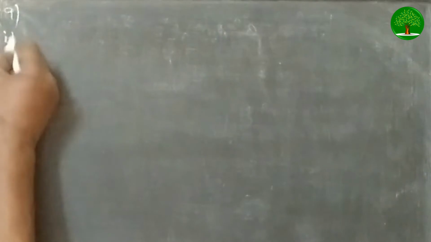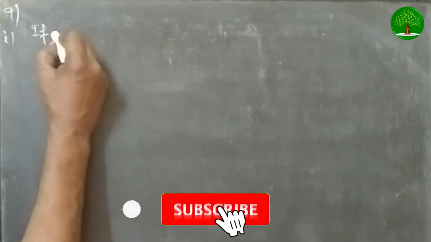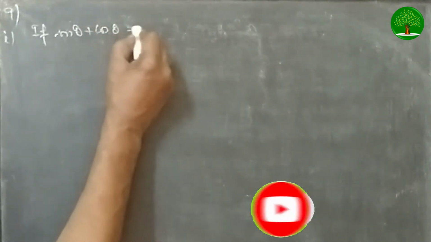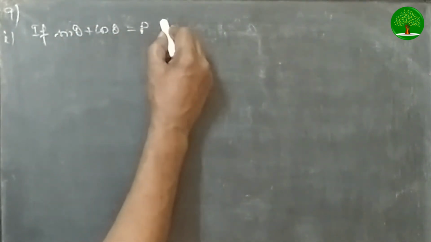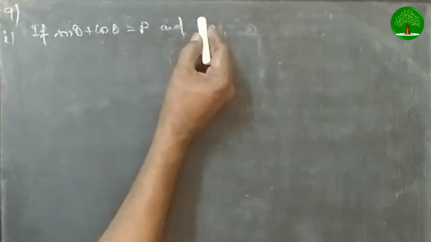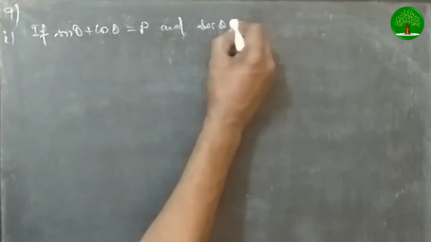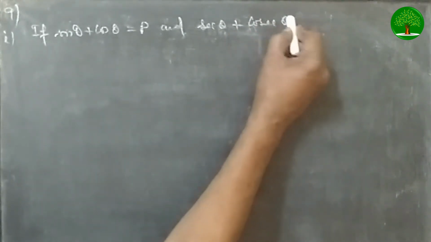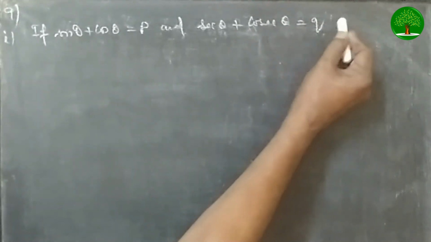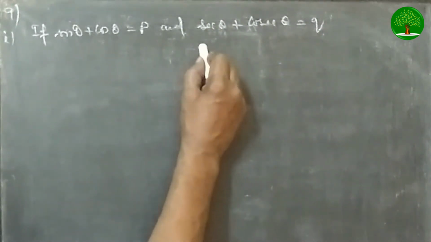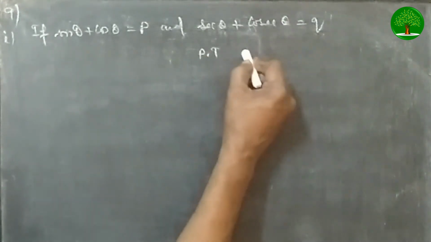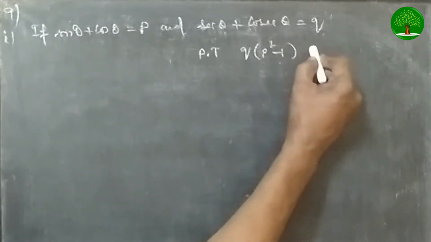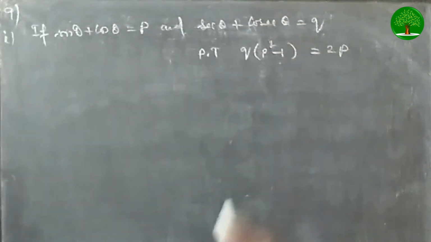Ninth one first. If sin theta plus cos theta is equal to p and secant theta plus cosecant theta is equal to q, prove that q of p square minus 1 is equal to 2p.